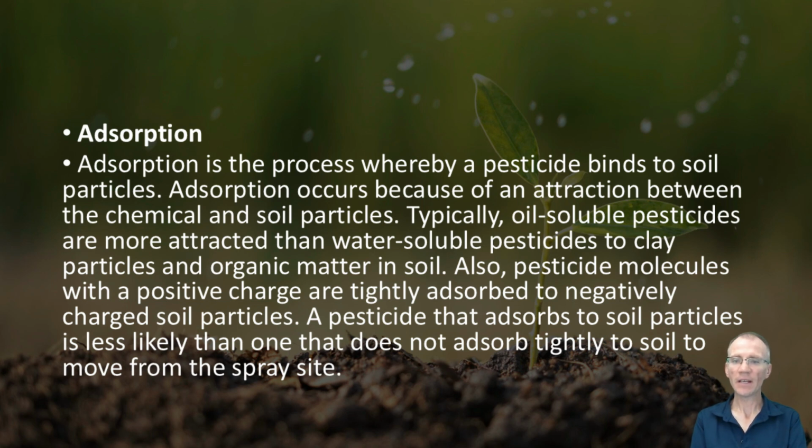Absorption occurs because of an attraction between the chemical and soil particles. Typically, oil-soluble pesticides are more attracted than water-soluble pesticides to clay particles and organic matter in soil. Although pesticide molecules with a positive charge are tightly absorbed to negatively charged soil particles, a pesticide that absorbs to soil particles is less likely than one that does not absorb tightly to soil to move from the spray site.